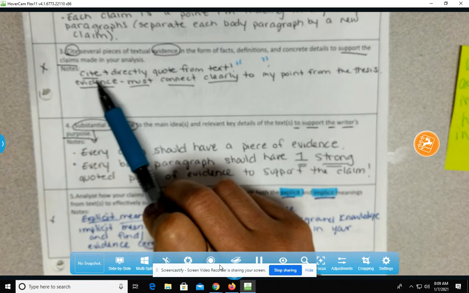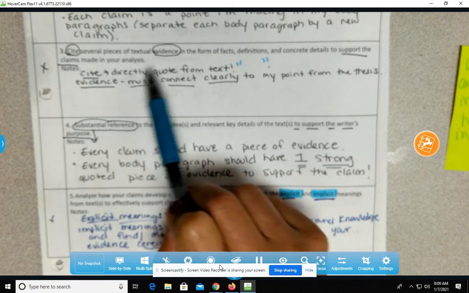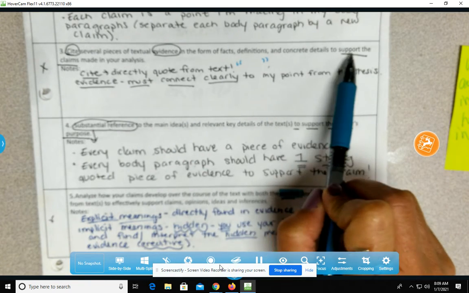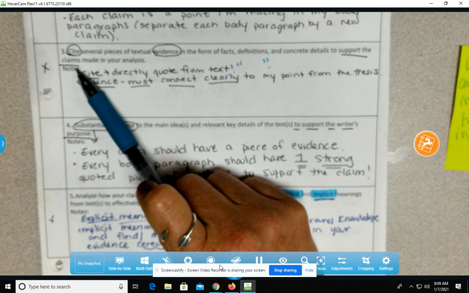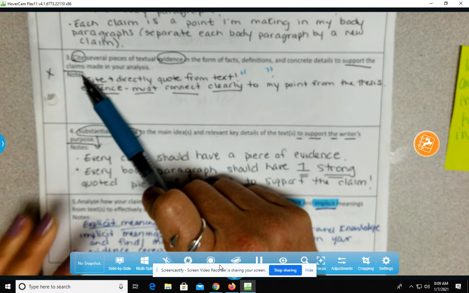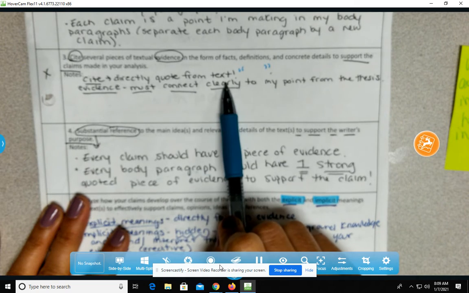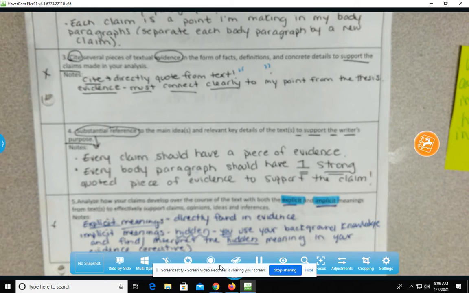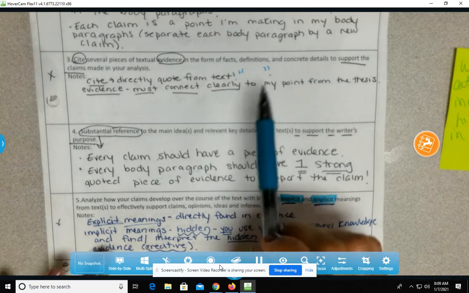What does that look like? Each body paragraph, there should be a cited, directly quoted from the text evidence with quotation marks wrapped around it. That evidence must support the claim for that paragraph in order for it to be evidence of good and substantial quality. In other words, your evidence must connect clearly to your claim for that paragraph, which should obviously be a clear connection to that specific thesis statement that you've created and stated in your introduction.